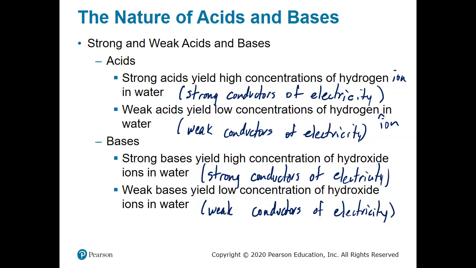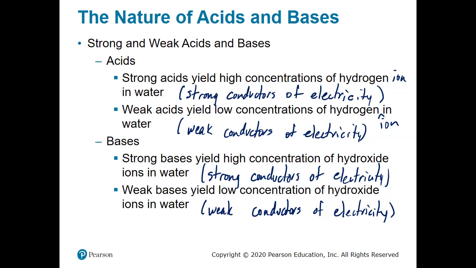Now, the difference between acids and bases is, again, what those ions are. In the acids, we're talking about hydrogen ion, H+. In bases, we're talking about hydroxide ion, OH-. And so, again, from a chemical formula standpoint, that's one of the ways that we can tell if something's an acid or a base.